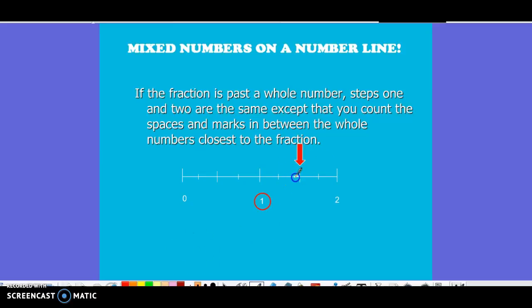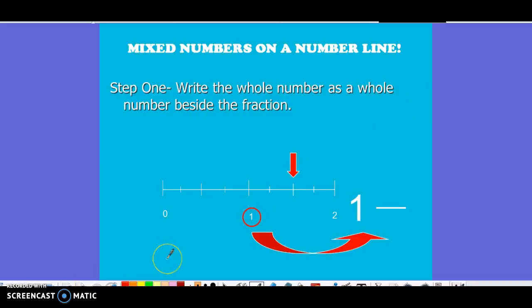So let's say we were trying to locate this point right here where the red arrow is. This means I've got to understand that here is my whole number and here is my other whole number. So I have a mixed number, and my mixed number is going to start with the whole number of 1. Let's review the steps now that we're talking about mixed numbers. Step 1 is now writing the whole number as the whole number beside the fraction.